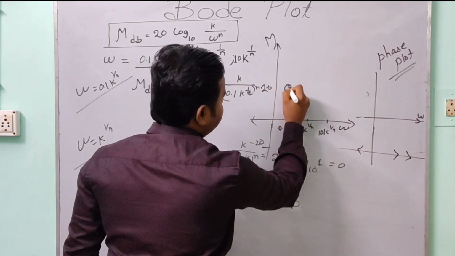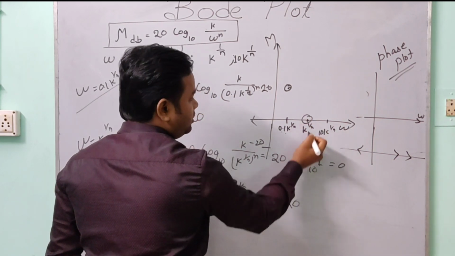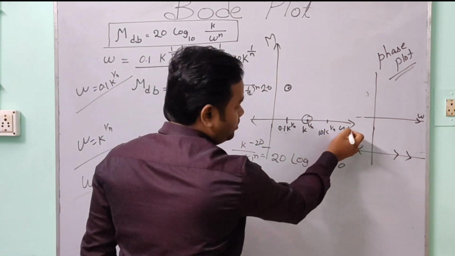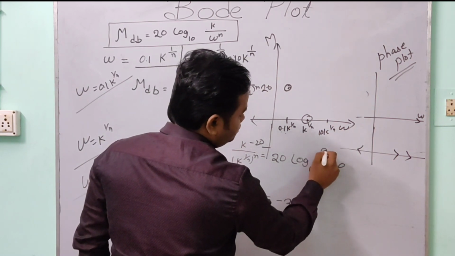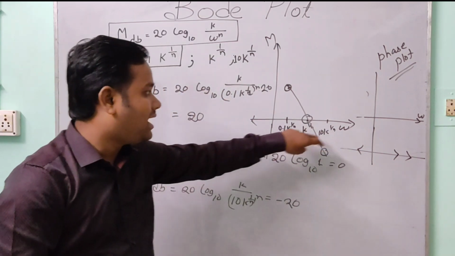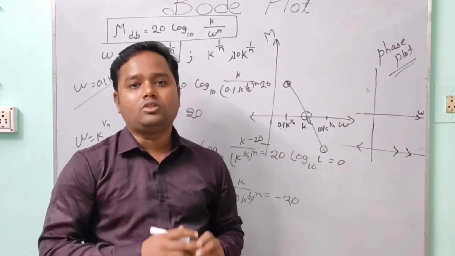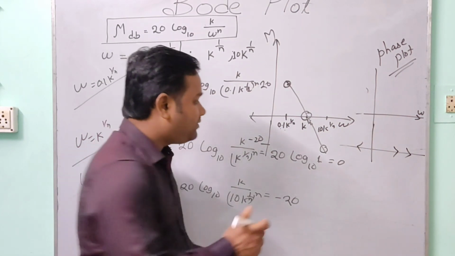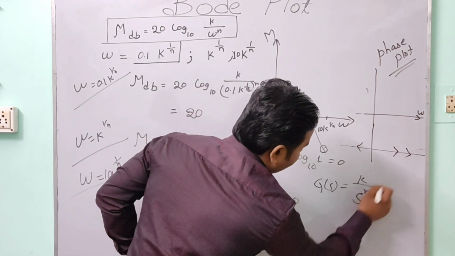So the first point is here, and the second point will be when ω is K to the power 1 by n, the value is 0, and when ω is equal to 10 into K to the power 1 by n, the value is equal to minus 20. So the graph is like this. This is the magnitude plot and this is the phase angle plot. By combination of both of these plots, we can get the Bode plot when G(s) is equal to K divided by s to the power of n.